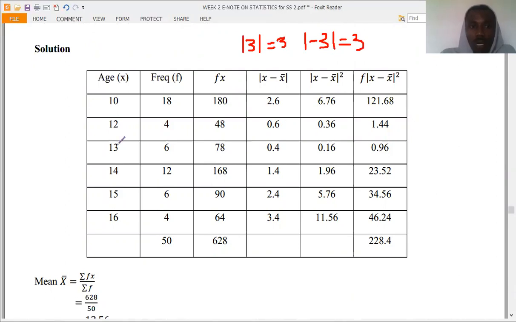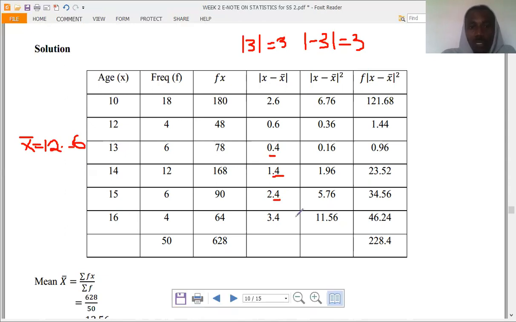Don't forget, the mean x bar we've gotten below is 12.6. And we're taking the difference. So 13 minus 12.6 is 0.4. 14 minus 12.6 is 1.4. 15 minus 12.6 is 2.4. 16 minus 12.6 is 3.4.